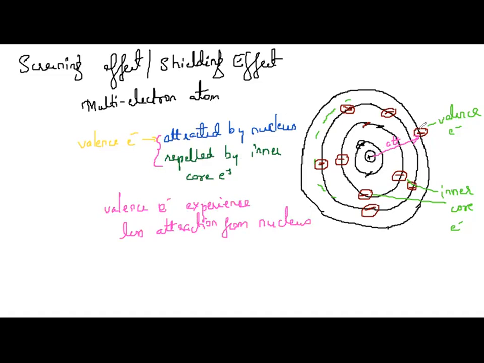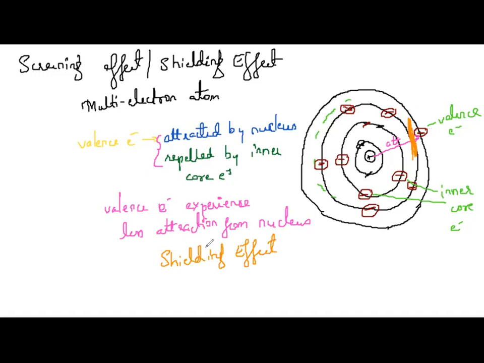The attraction experienced by this electron is decreasing because of the repulsion of the inner core electrons. So the valence electron will experience less nuclear attraction, and this reduced nuclear attraction is called the shielding effect, or you can call it the screening effect. The inner electrons shield the outermost electron from the nuclear attraction, due to which the valence electrons experience less nuclear attraction.